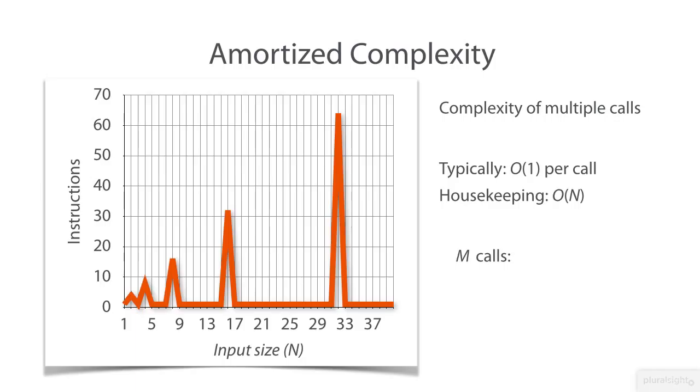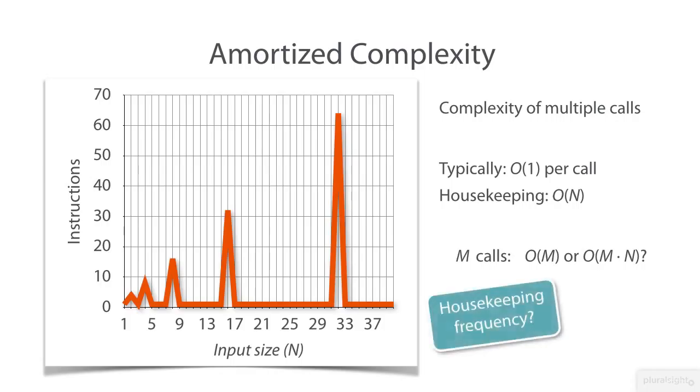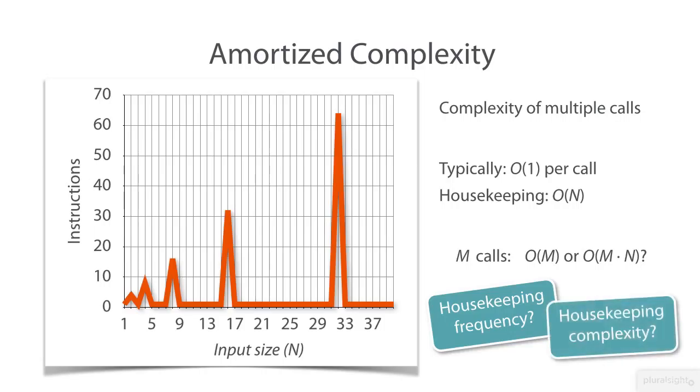In the good case, with no housekeeping, we have a complexity of only big O of m. And in the worst case, it would have a complexity of big O of m times n. The interesting question to ask is whether this recurring housekeeping has any significant impact on the performance when the operation is called multiple times. That depends on two things: the frequency of which this housekeeping occurs and the complexity of the housekeeping.